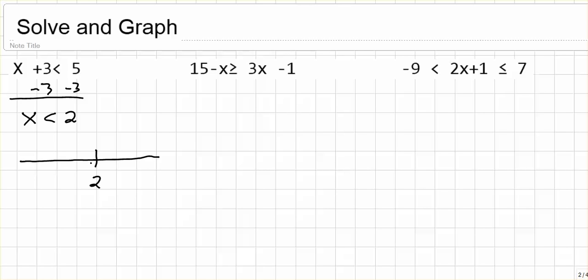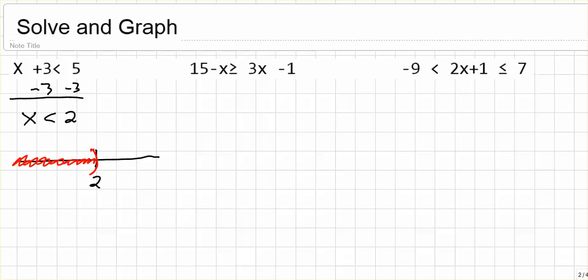So we actually want to fill in to the left of 2. So we're going to use a parenthesis. If we had started with less than or equal to, we would use a bracket. But in this instance, we're using the parenthesis because we don't want to include that point.